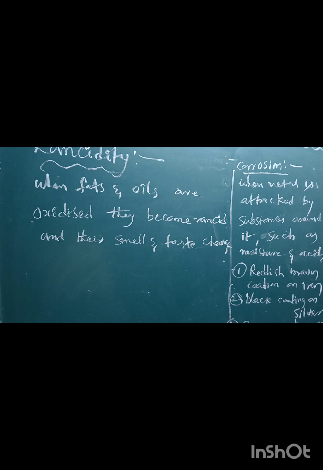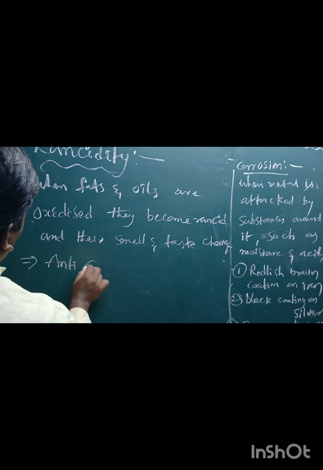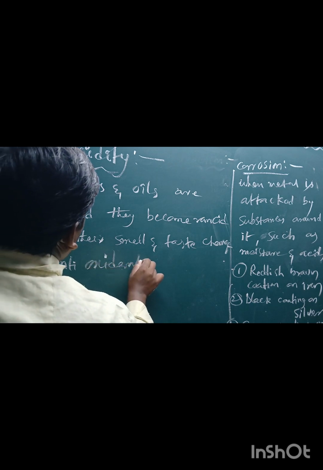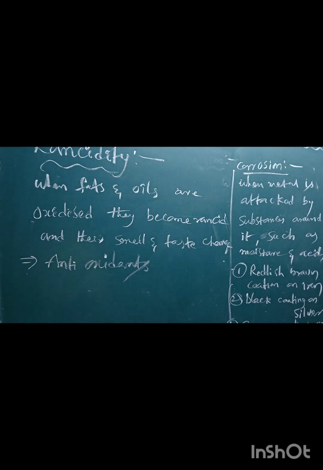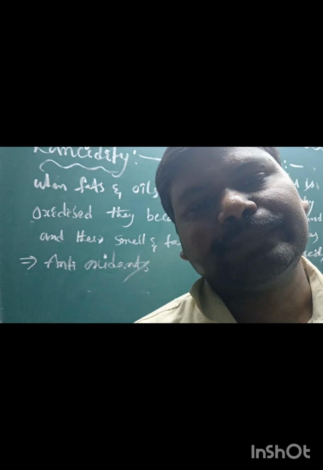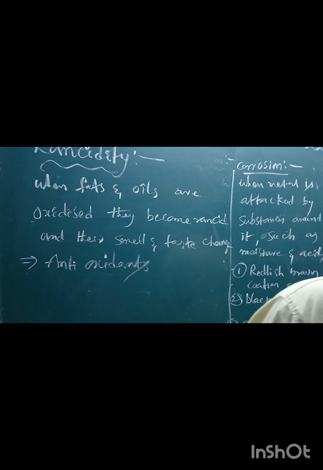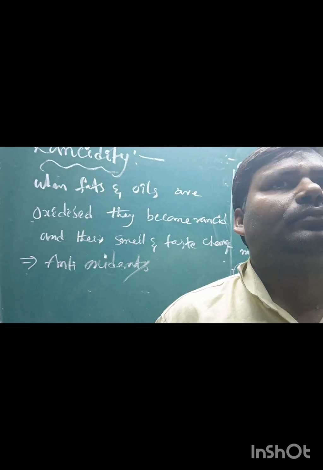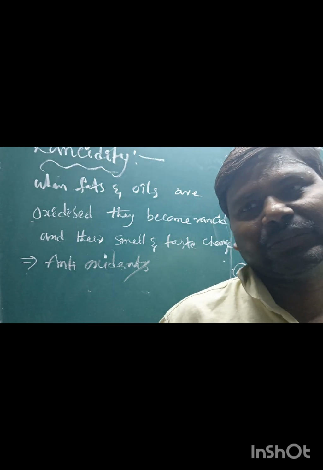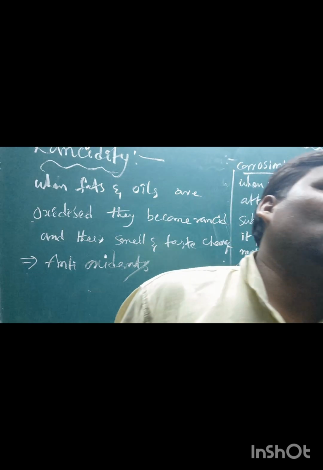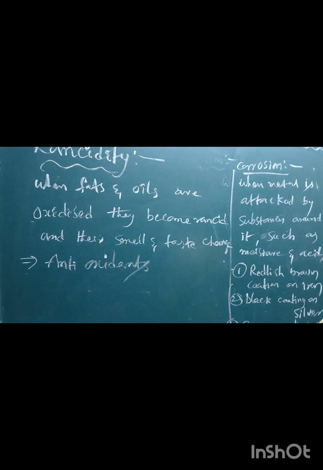Antioxidants are added to food containing fats and oils to prevent rancidity. Already you know, in Kurkure packets or any chips packets, nitrogen gas is stored. It is to prevent the oxidation of the oil, to prevent rancidity.